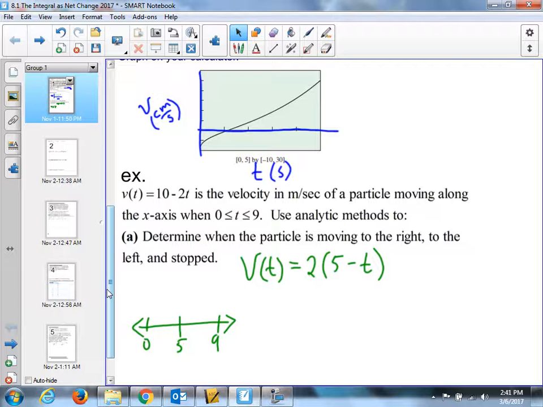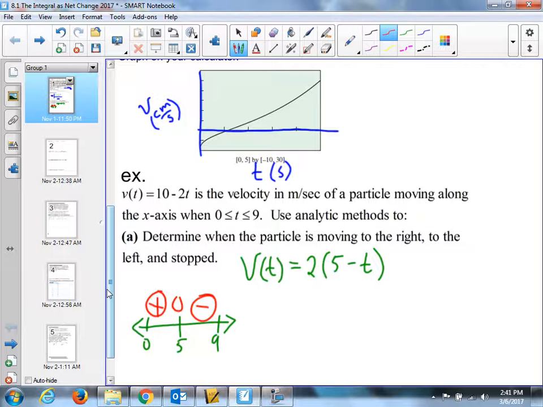We got positive 5 times 5 minus t. So obviously we've got a 0 at 5. Between 5 and 9, 5 minus 6, for example, what do we have? Negative values. Positive values here. That means it's going to the right. Well, that's our first question, is it moving to the right, to the left, and stop. So it's going to the right on what interval?